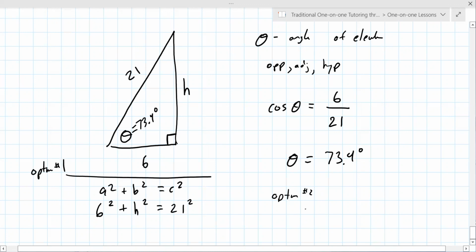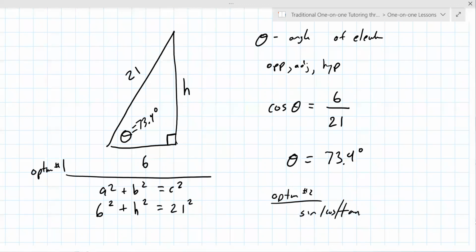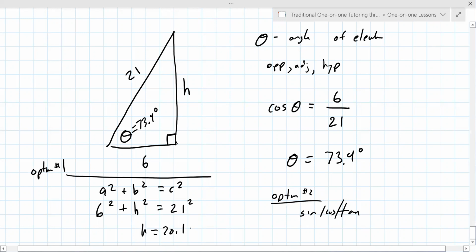Option number two is to use some variation on sine, cosine, or tangent. I think they're equally right here. I wouldn't have an issue with either one. It's kind of preference, but you could solve for H over here. H is 20.124, according to option one. Yep, perfect.